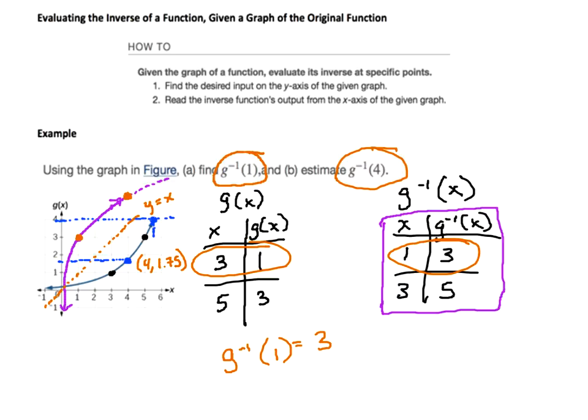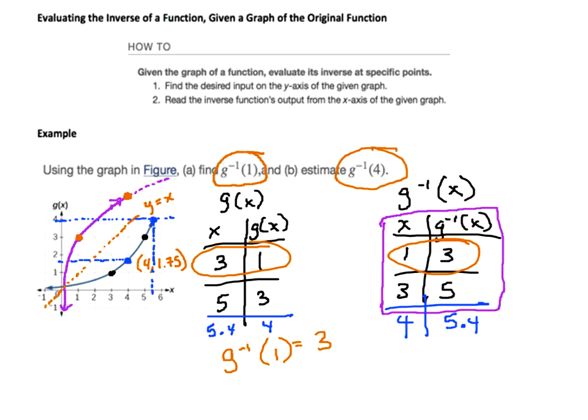It looks like at about maybe 5.3, I don't know, 5.4. So in my original function, when I plug in about 5.4, I get out 4. So what that means is when I plug in 4 into the other function, I should get out about 5.4. So let's give that a check.